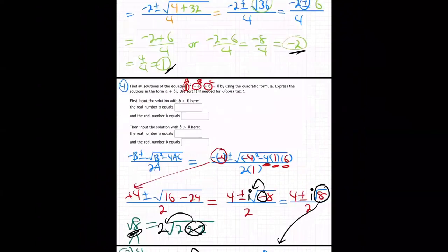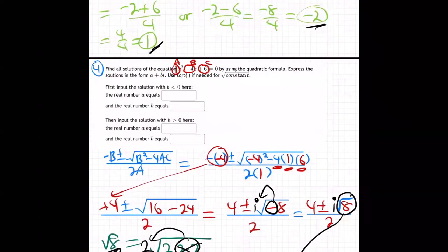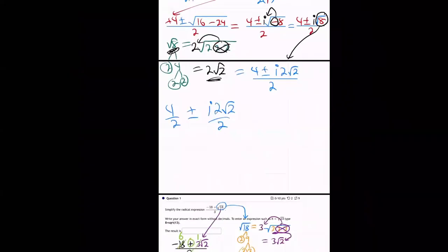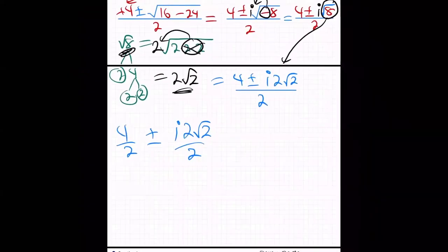Why am I doing that? Well, because they're asking me to separate the real part and the imaginary part. So I have to separate them. So what does that become? 4 divided by 2? That's 2. What happens here? The 2's cancel here. i root 2. Tracking with me? I just simplified that.